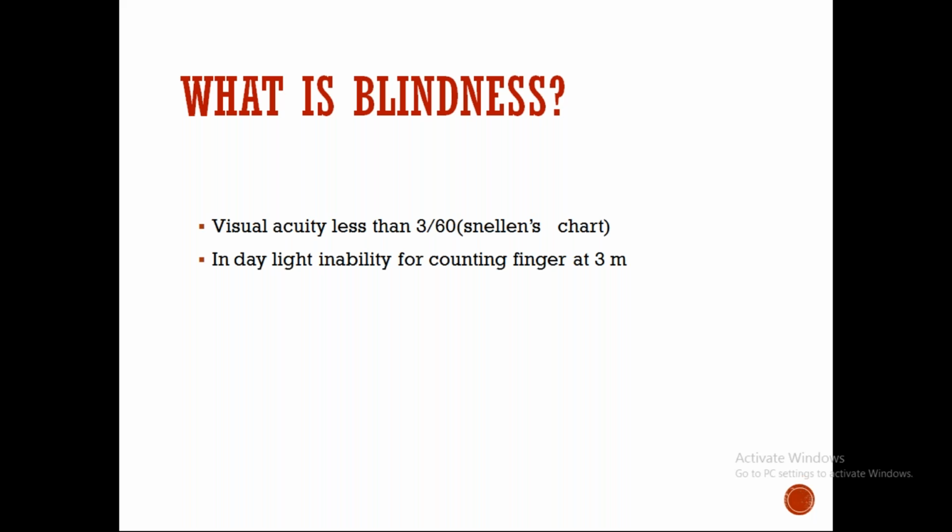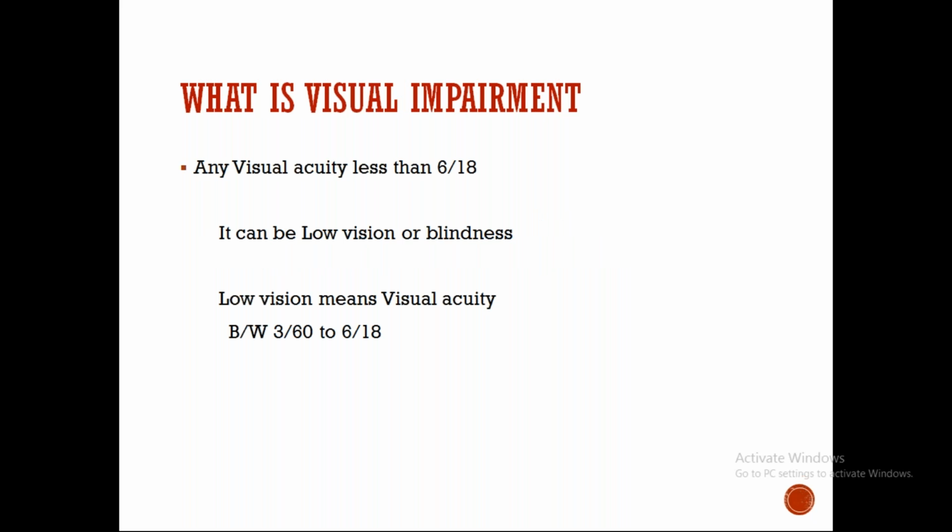Now you want to know what you can do using this NPCB program. For that, we have to go into some more definitions. We have to differentiate between visual impairment and blindness. If visual acuity is less than 6 by 18, that is, 6 by 24 or 6 by 36, it is called visual impairment. It can be low vision or blindness. If the visual acuity is between 3 by 60 to 6 by 18, then it is called low vision or visual impairment. If the visual acuity is below 3 by 60, then it is called blindness.